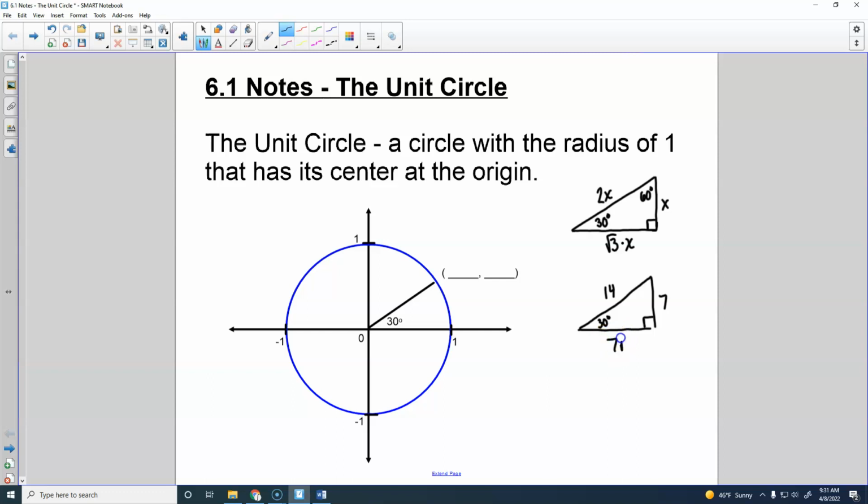7 root 3. All right, so you could find them immediately without having to set up any trig. You could also find it using trig, but you would know it immediately really quickly. What about, I'm going to draw it a different way and give you a different side. What about if I know that this side right here is 10, and I know that this is a 60-degree angle right here.